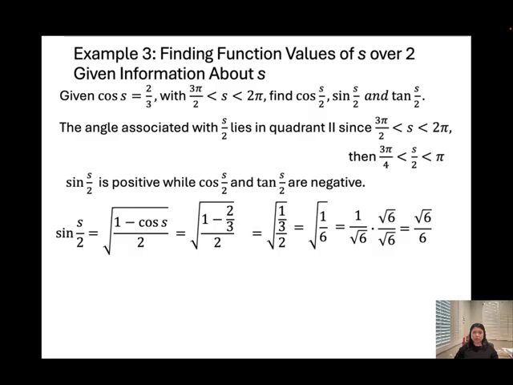Okay, cosine s over 2. Cosine s over 2 in quadrant 2 will be negative. I want you to try it. Plug in what cosine s is and then simplify it. Make sure to rationalize the denominator.